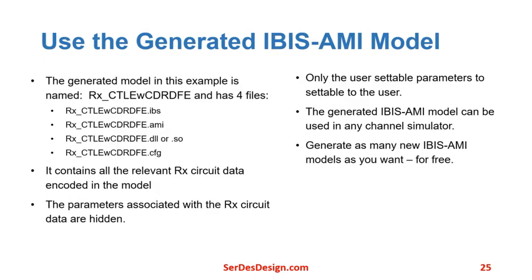Now it's time to use the generated IBIS-AMI model. The generated model in this example is named Rx CTLE CDR DFE and has 4 generated files: the IBIS file, the AMI file, the DLL for Windows or SO for Linux, and a configuration file that contains all the model encoded data. The generated IBIS-AMI model can be used in any channel simulator. Only the parameters exported during IBIS-AMI model generation are used. The user can define the names for the exported parameters. Generate as many new IBIS-AMI models as you want for free.